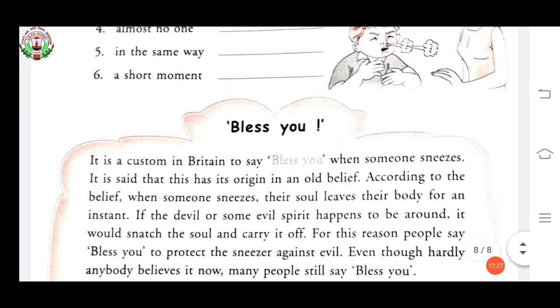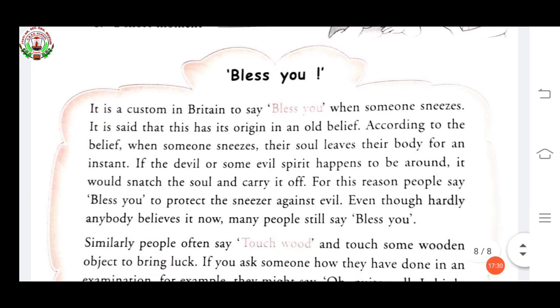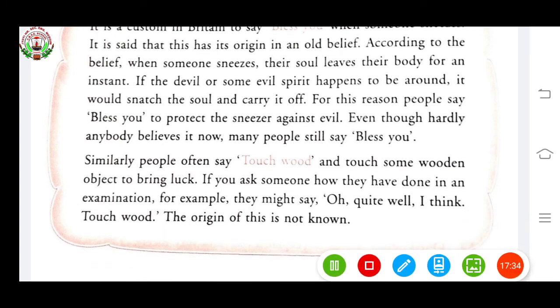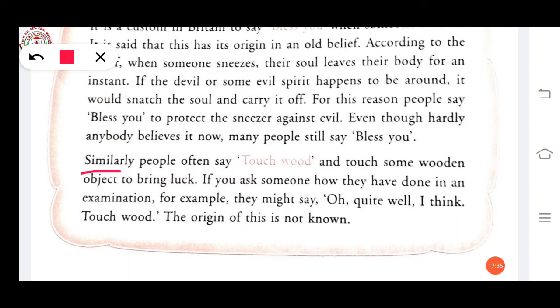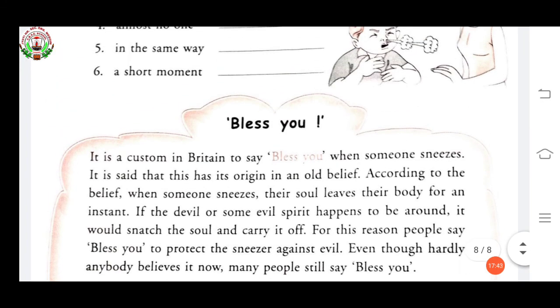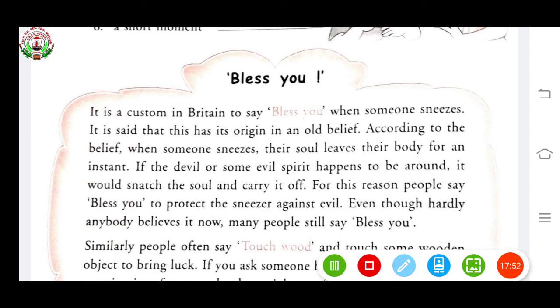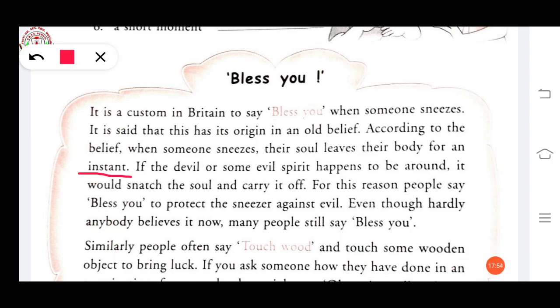Now the next one, in the same way. In the same way means, the first word here, similarly. In the same way means similarly. Now the last one, a short moment. A short moment. See here in the fourth line, instant. Okay, so here your activity sheet 5 is finished.